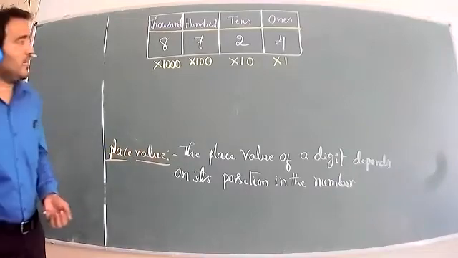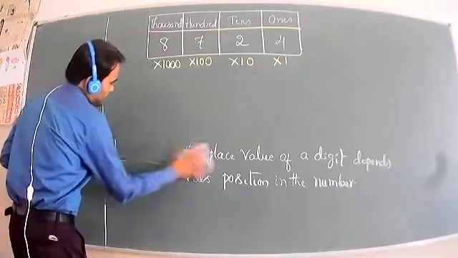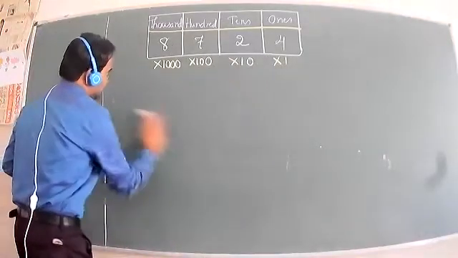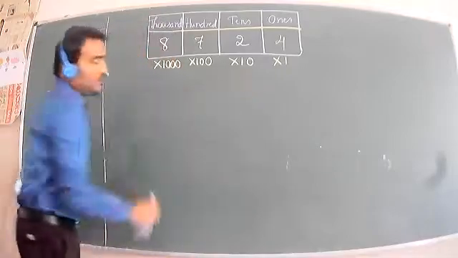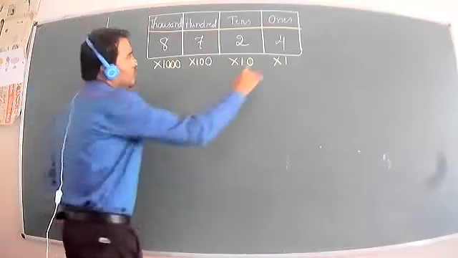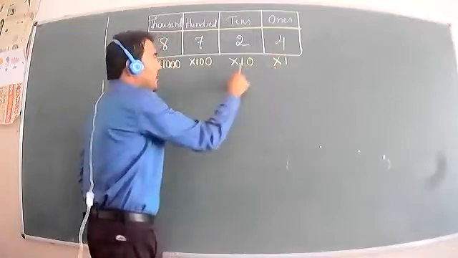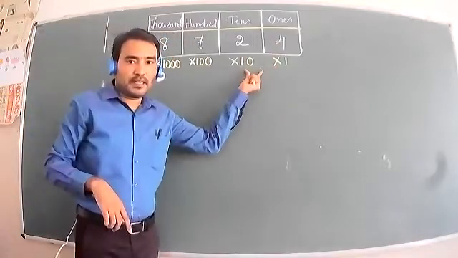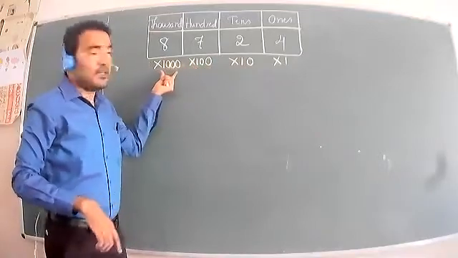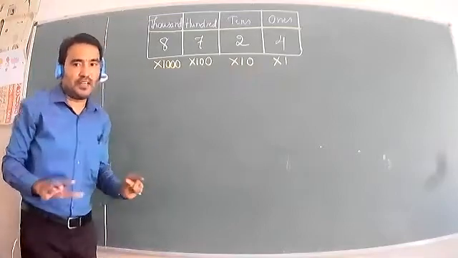Okay. Now I will write all the place values of these numbers. Okay. Now look at that. Once again, I will repeat the concept. Ones place, we have to multiply by 1. Tens place, multiply by 10. Hundreds place, we should multiply by 100. So we multiply by 1000 for the thousands place. Okay. We have to find the place value easily.